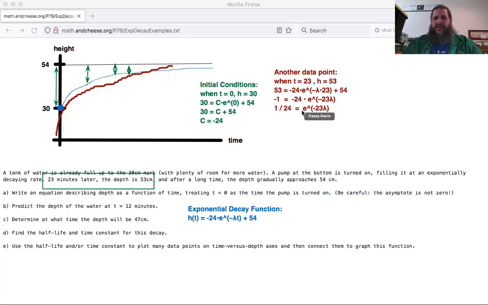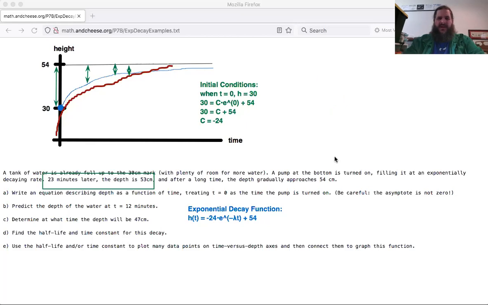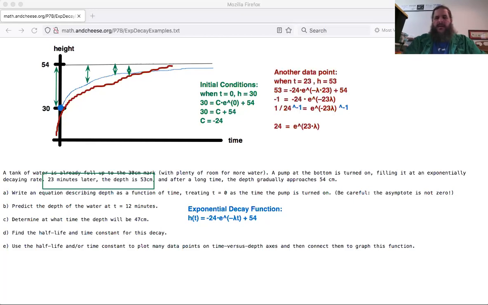And by the way, one thing that might be useful to do first, since we've got 1 over something, we've got e to a negative power, it might be useful to invert both sides first. If you raise each side to the negative 1 power, then the left side is just going to become 24 over 1, or 24. And the right side, a negative times a negative in the exponent becomes a positive. So e to the 23 times lambda. Not really a necessary step, but it's going to make the numbers easier to work with.